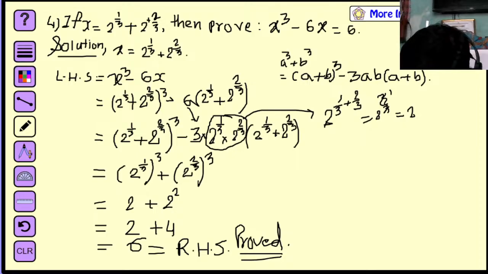So similarly, I want to give the next question also, which is: if a equals 10 to the power x, b equals 10 to the power y, and it is given that a to the power y, b to the power x equals 100, then prove that xy equals 1.